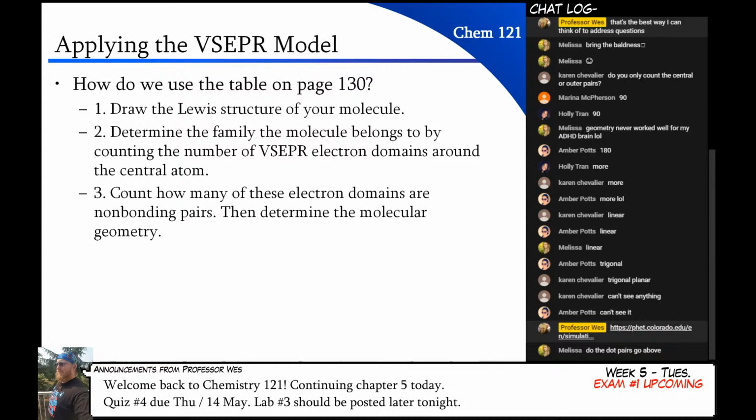I just realized that is... So domains is just something that is used in a different textbook. It's the same thing. You're going to count the number of electron groups to determine the VSEPR geometry. So the family of the molecule is the VSEPR geometry. And then you're going to count how many of them are non-bonding pairs, and that's going to be the molecular geometry. So let's do some examples of this. And then we'll refer to the chart.